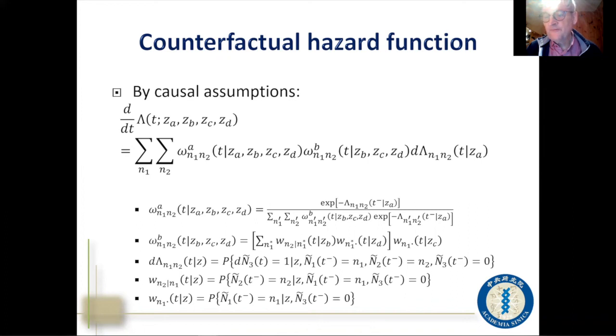Maybe a last one. What about Sobel's test? When you do mediation analysis, I guess a standard procedure is the Sobel test to test whether there is really a mediating effect. So can you carry out such tests in your models? Yeah, that's a good question.